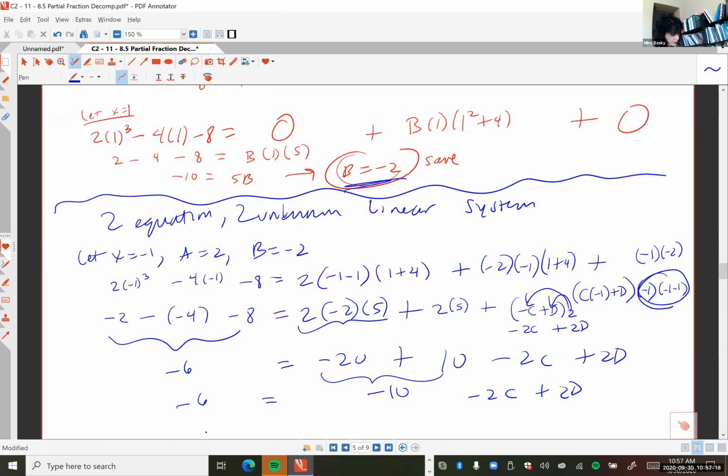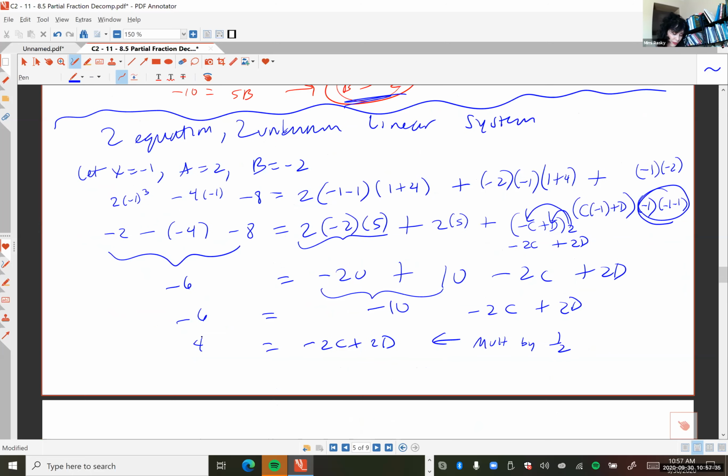If I add 10 to both sides, I'll get a 4 here. And I still have negative 2c plus 2d. I could leave it, but how about if I multiply both sides by a half? Whatever you do to one side, as long as you do to the other, you're good. So if I multiply this side by a half and this side by a half and distribute the half, I'll get 2 is equal to negative c plus d. I'm going to save that for later.